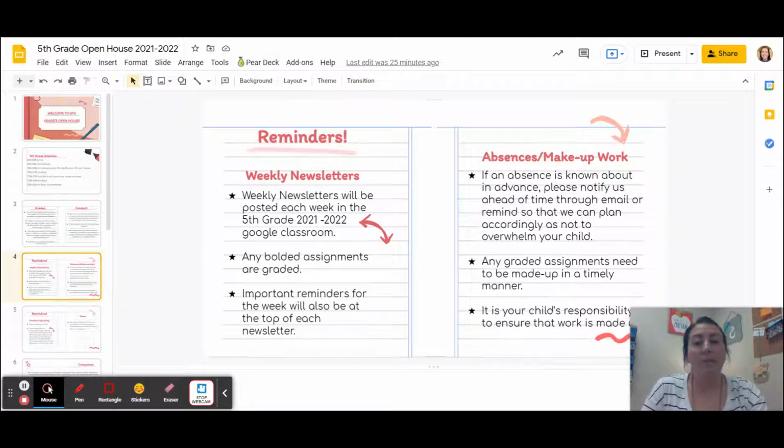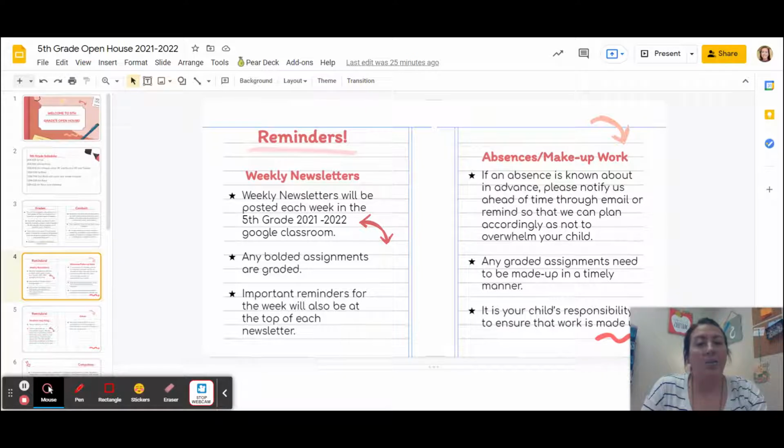So weekly newsletters are posted in our fifth grade Google Classroom. It's labeled fifth grade 2021-2022. We post that every week, typically on Monday. So it's posted, and that allows you to know, as well as the students, to know what we are covering in each week. Any assignments that are for a grade will be in bolded ink, and any other little notes that we need or reminders will be listed on that newsletter as well. Also included on the newsletter is all of our contact information.